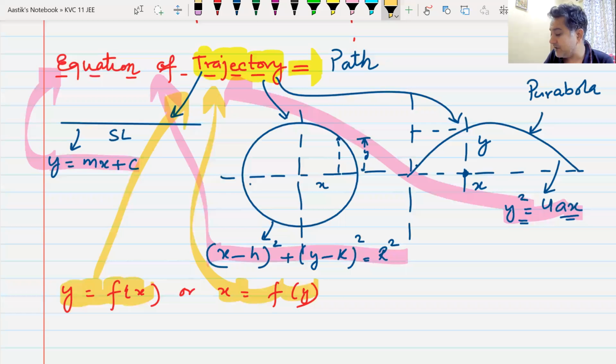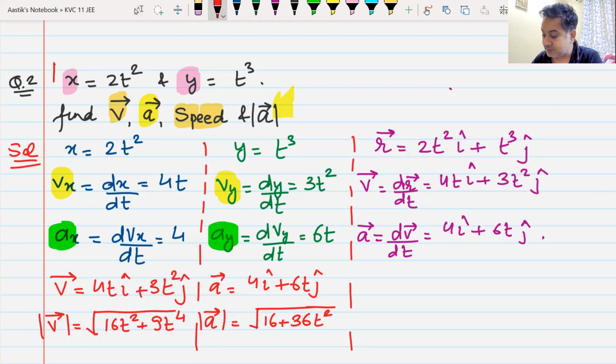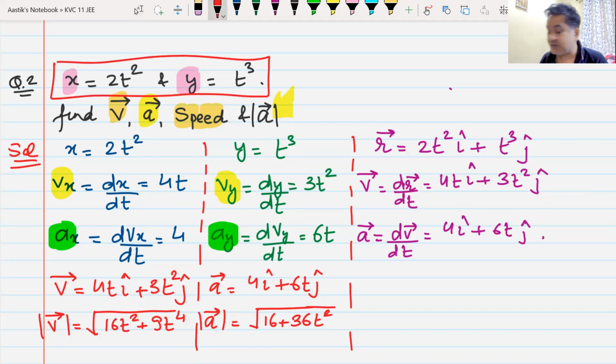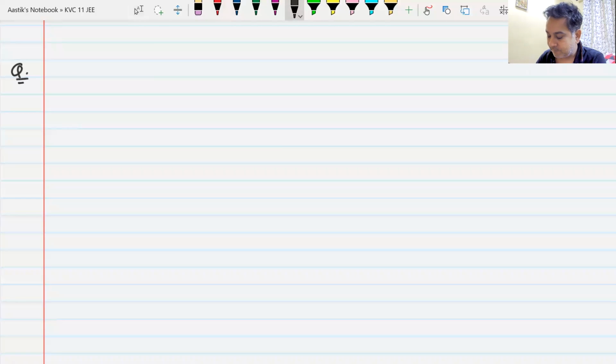Let us go back to the previous question. What you see in this previous question is x is given as 2t square and y is given as t cube. So let me again write the same question. x is 2t square, and y is t cube. Write or find the equation of trajectory.